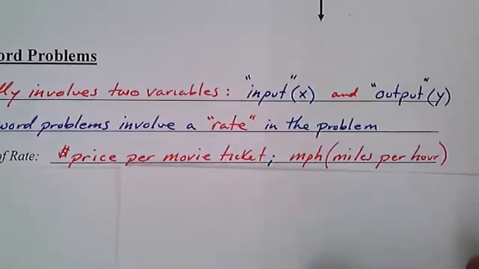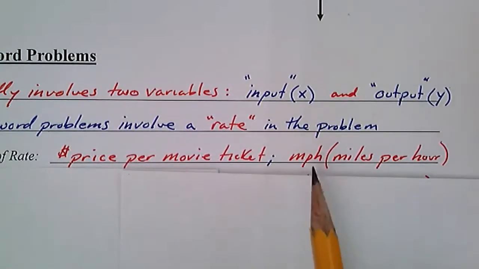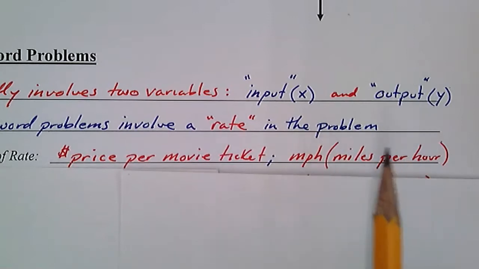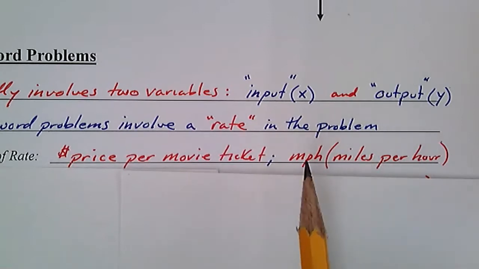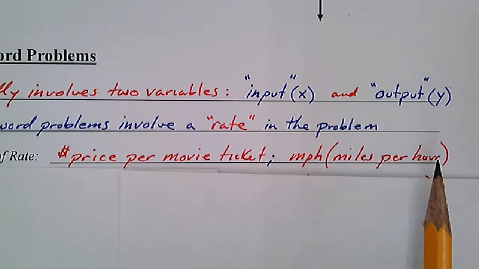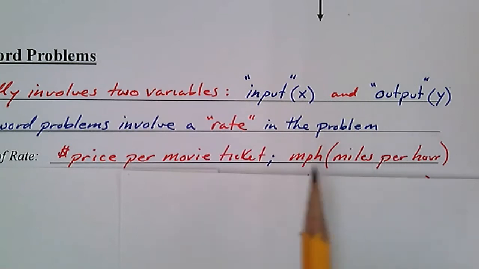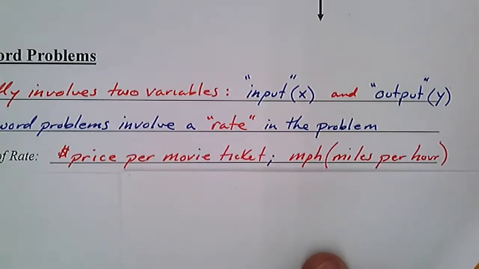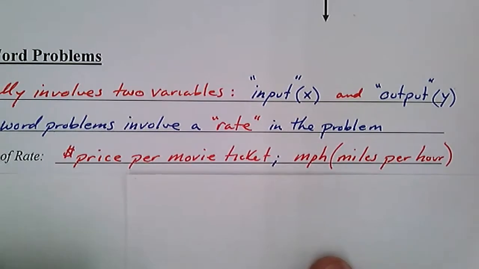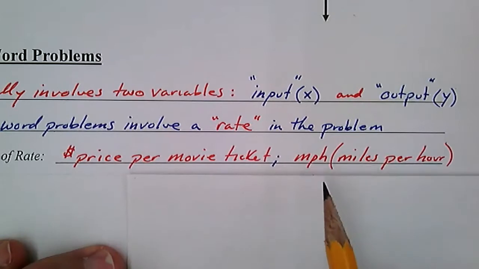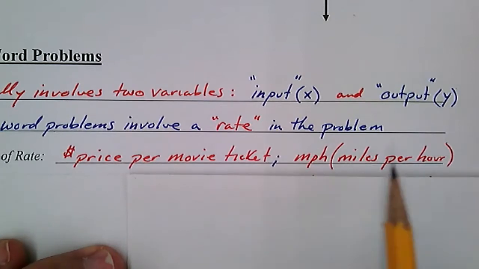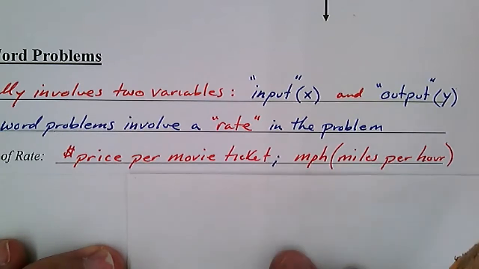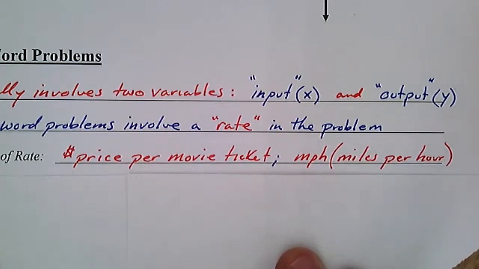Here's another example, miles per hour. When we measure how fast we're driving in a car or on a motorcycle, we would say miles per hour. We've got the word per, so this is a rate. Speed is a rate. In baseball, a pitcher throws 100 miles per hour. That's his rate, how fast he can throw a baseball.